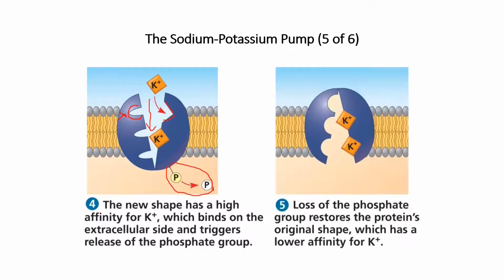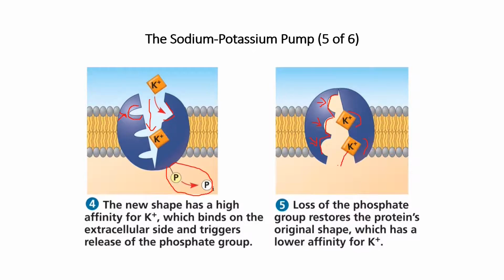This triggers another change in the shape of the protein. So if you see here, you got again the circular structure. So the phosphorylation produces a conformational change. So you spend energy, and now this conformation is going to attract sodium again, and it also loses the affinity for the potassium.